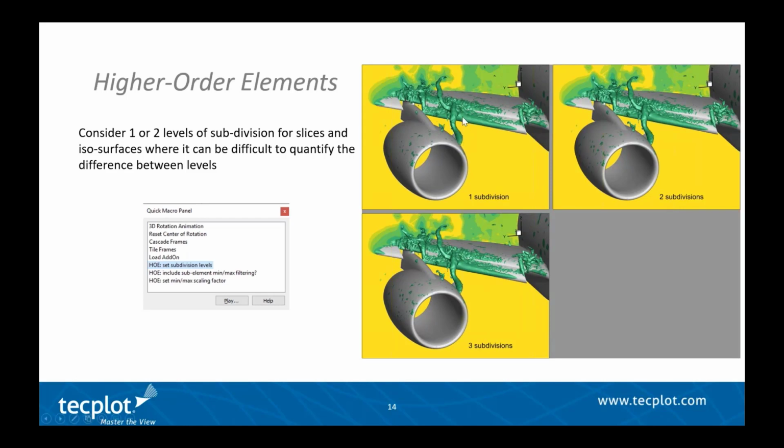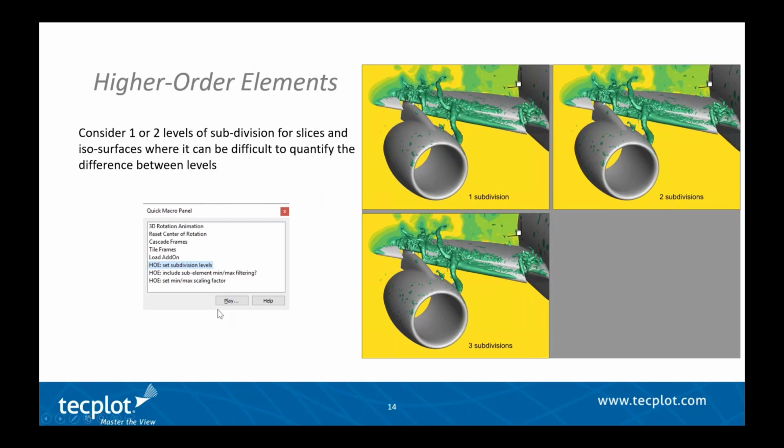You can certainly see in this upper left plot at 1 level of subdivision, the isosurface is a bit more chunky in this area versus the 2 and 3 levels of subdivision. You can see on the side of the nacelle there's a little bit more detail in the 3 levels of subdivision than you have in 1 level. But really, it's a qualitative plot, and so we think that for most users, 1 or 2 levels of subdivision is going to be enough.